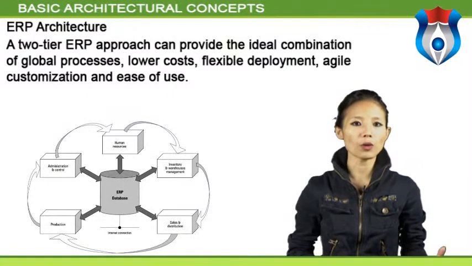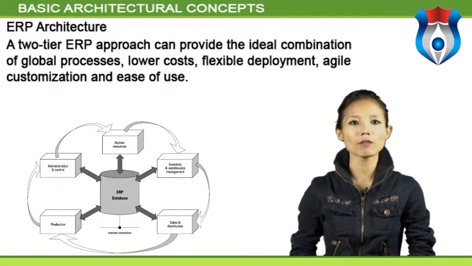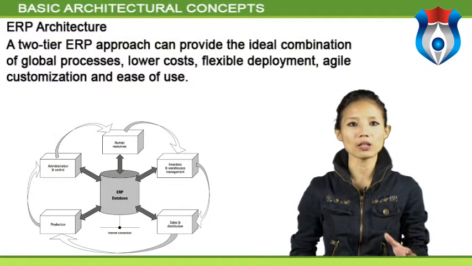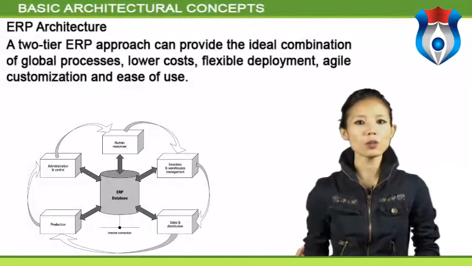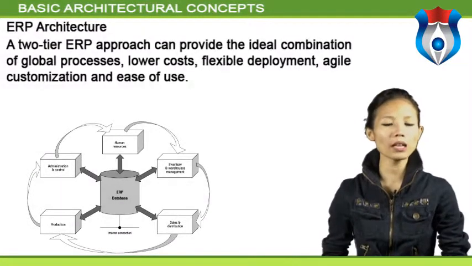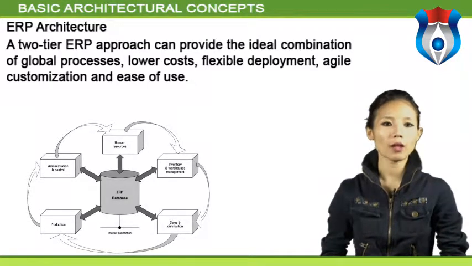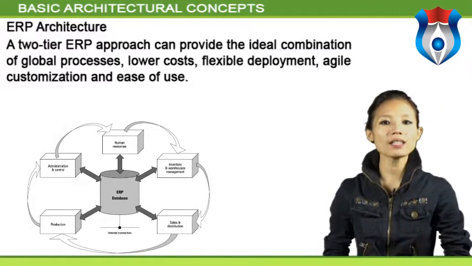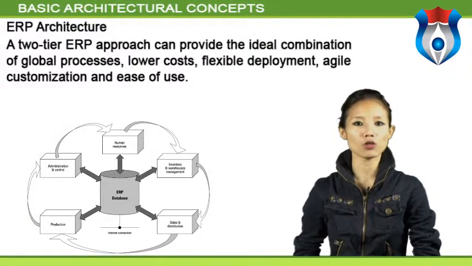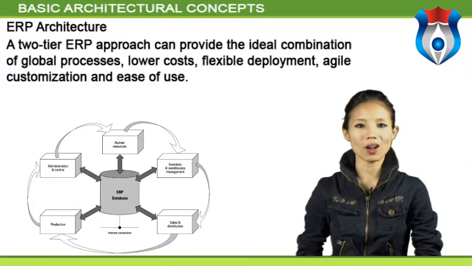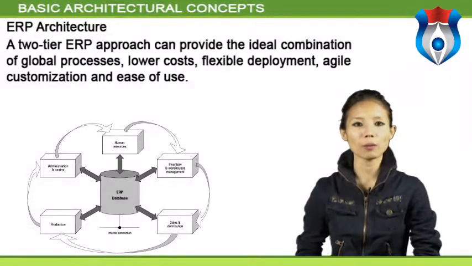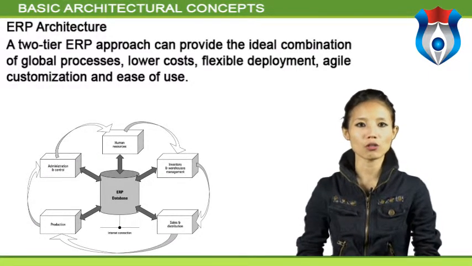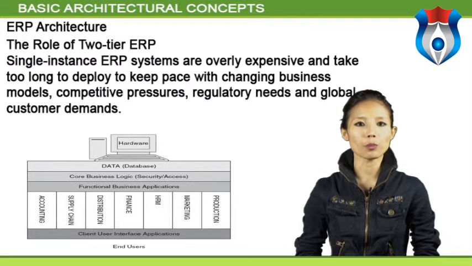A two-tier ERP approach can provide the ideal combination of global processes, lower cost, flexible deployment, agile customization, and ease of use. Such an approach is useful, for example, for quickly providing ERP capabilities to a newly acquired or growing business, a spin-off, or the entire enterprise during an ERP transition. This fulfills the needs of enterprises that must protect existing ERP investment while obtaining significant new value via cloud ERP extensions. The role of two-tier ERP.